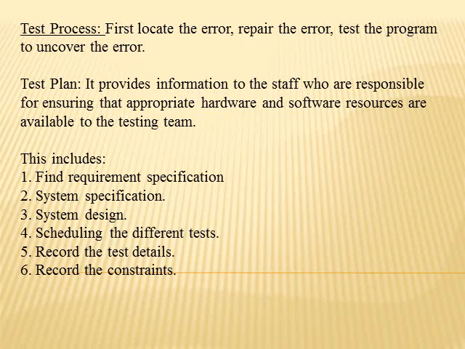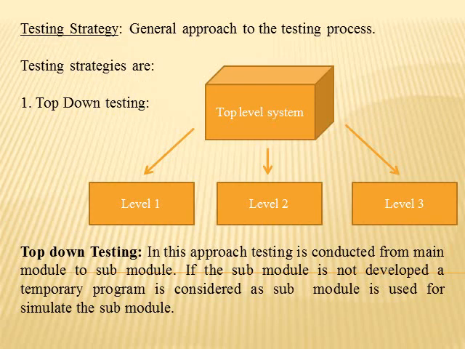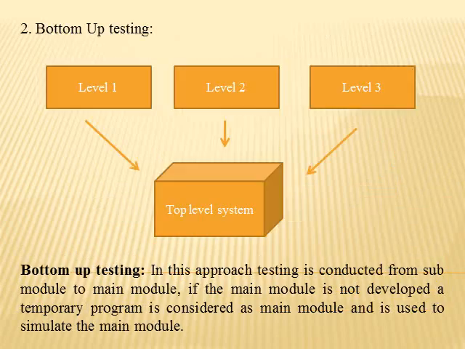To do this, we have to plan the testing process. What is the strategy? Is this top-down testing? First we take the top-level modules, going from top to the main module by checking the sub modules. This is the top-down strategy we have to follow. The next is bottom-up testing. By testing the sub modules, the main module gets covered. So these two types of testing strategies are followed.